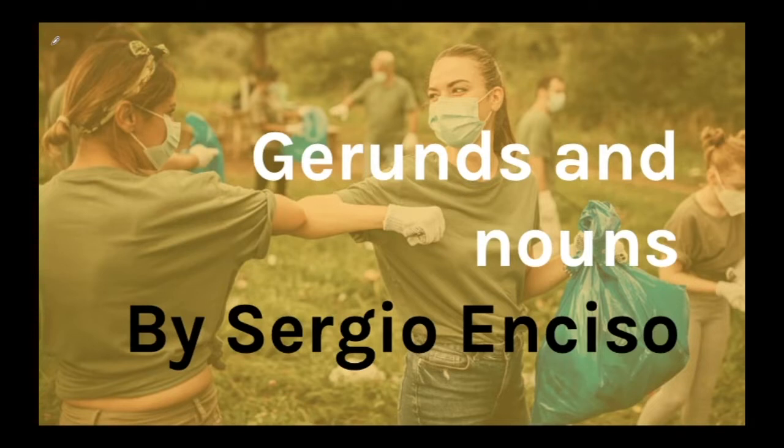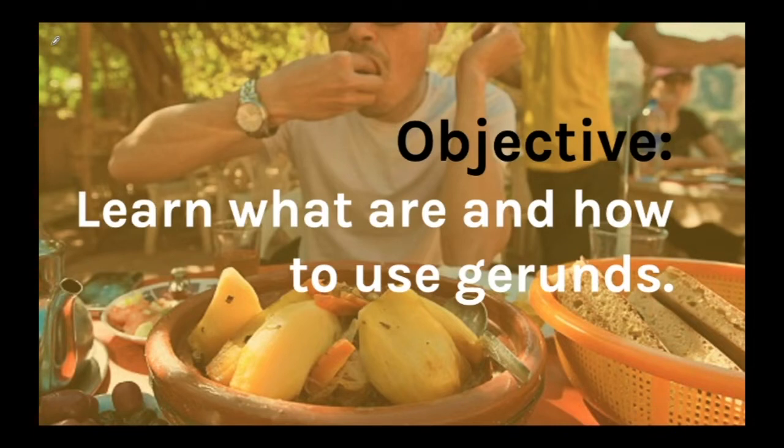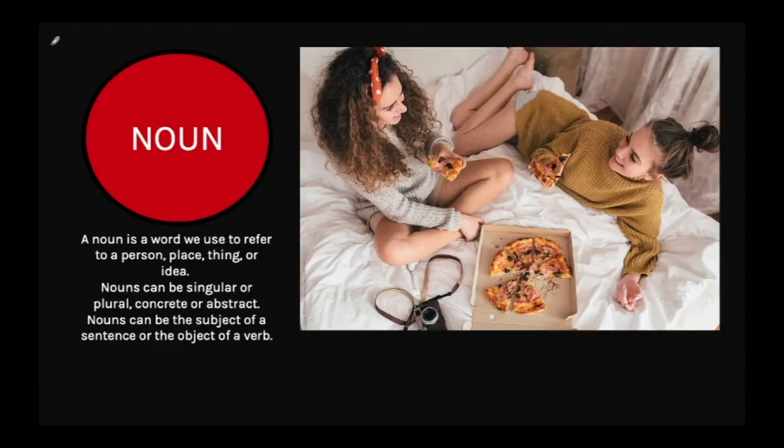The name of this unit is Gerunds and Nouns. What is the objective of this unit? Today you're going to learn what gerunds are and how to use them. Before we actually start talking about gerunds, we need to remember what nouns are.